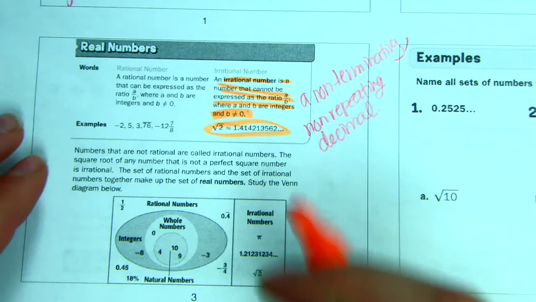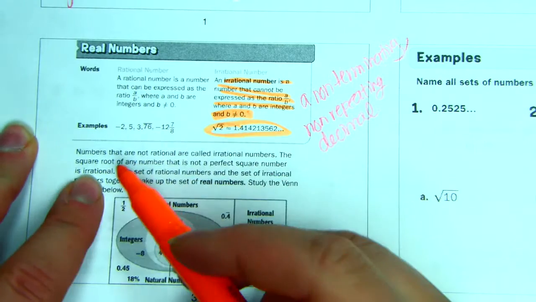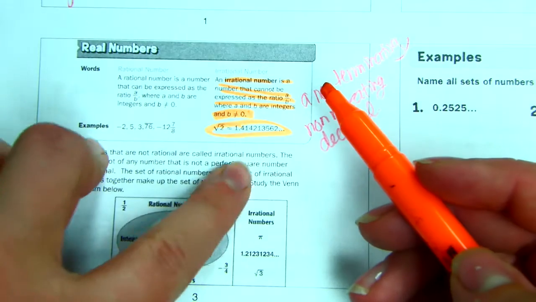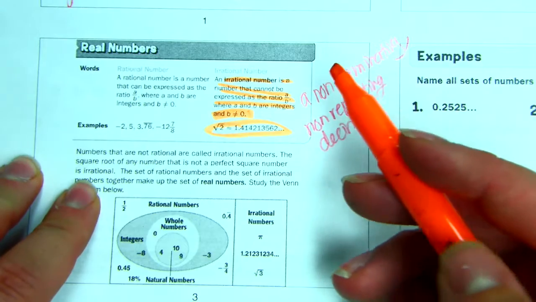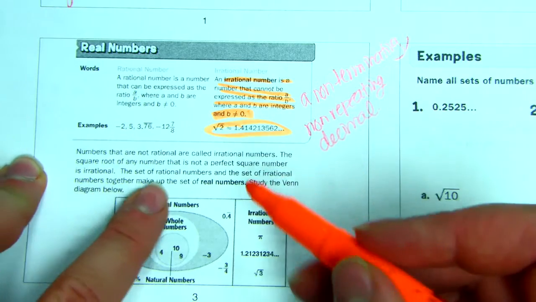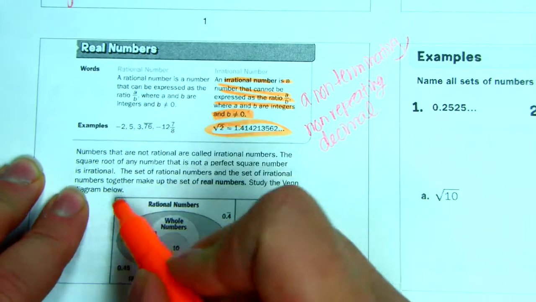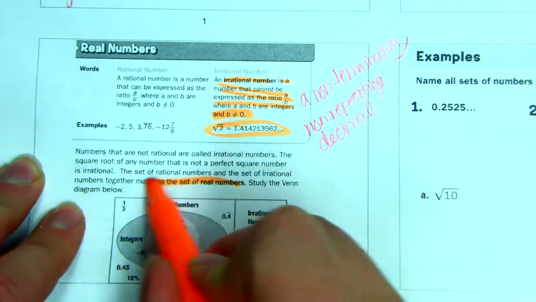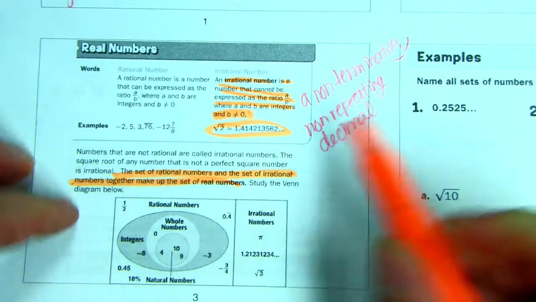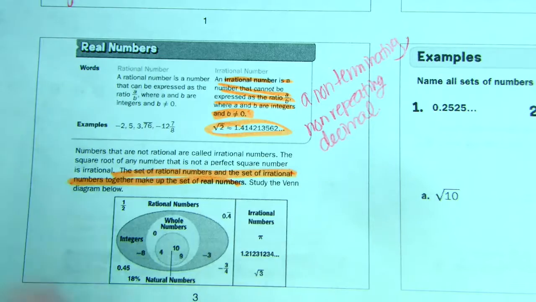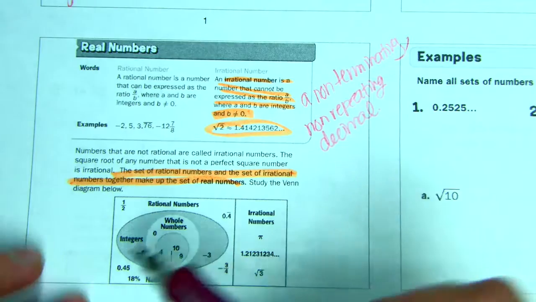Numbers that are not rational are called irrational. We've talked about those. The square root of any number that is not a perfect square number is irrational. The set of rational numbers and the set of irrational numbers together make up the set of real numbers. So we were talking about how every number that we talk about in here is a real number. Someday you'll talk about imaginary numbers.